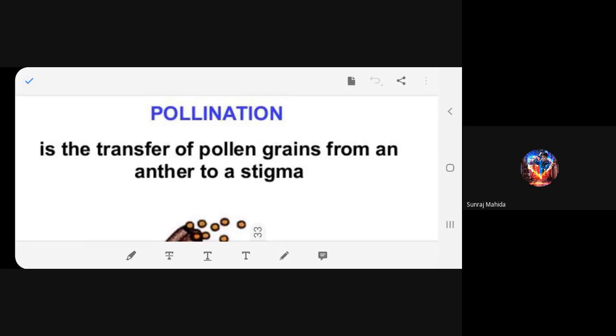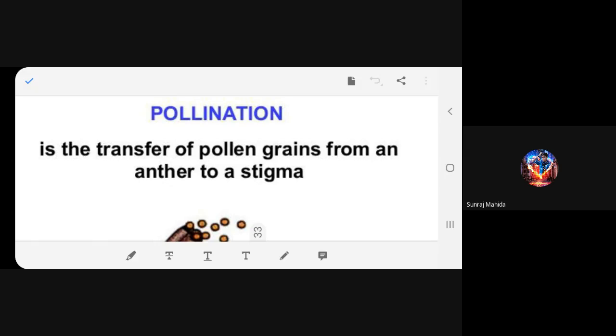Yes, please read. Pollination is the transfer of pollen grains from an anther to a stigma. Okay, who is reading, beta? Sunraj. Sunraj, drink a bit of water, please. Your throat will become okay. And then continue, beta. So, what is pollination?